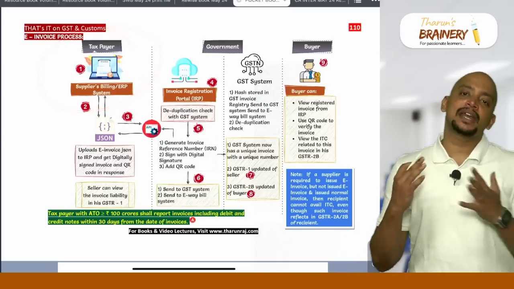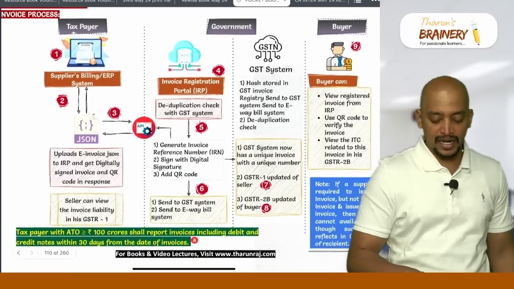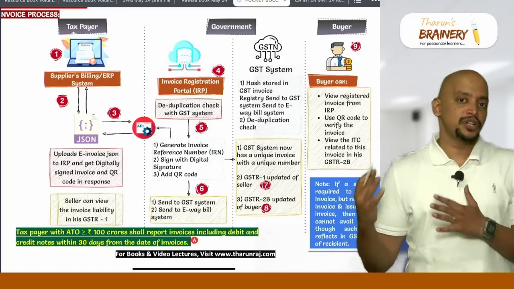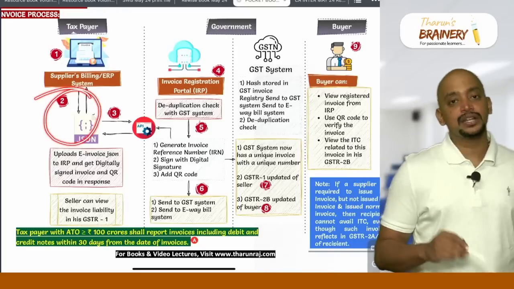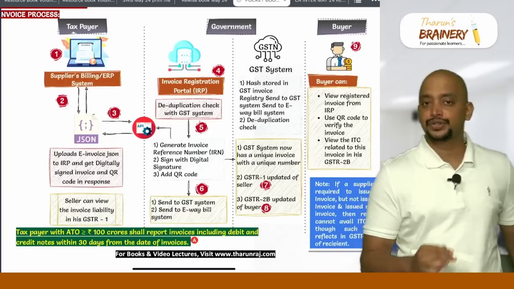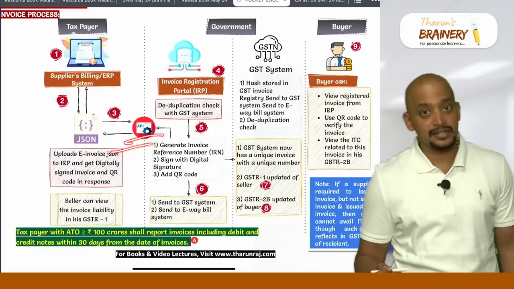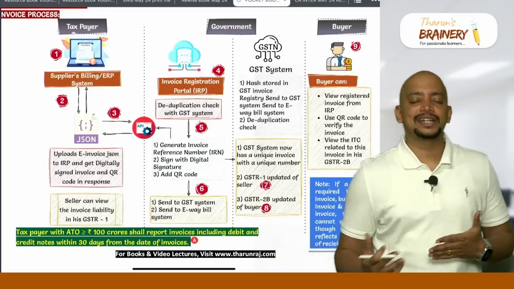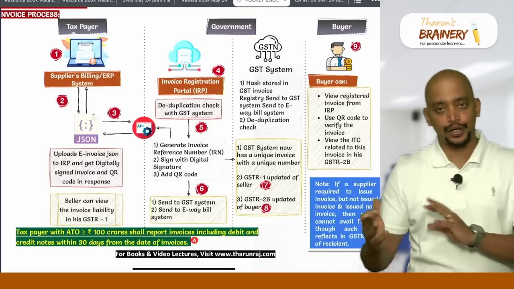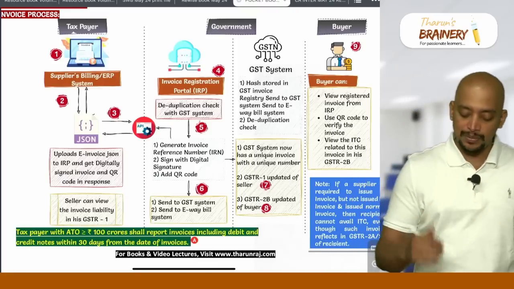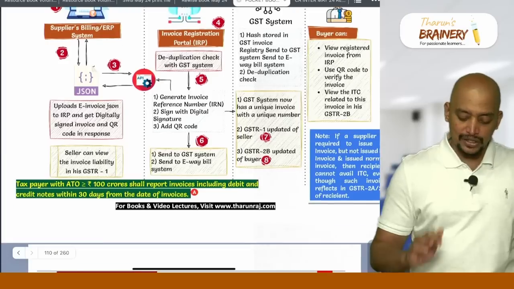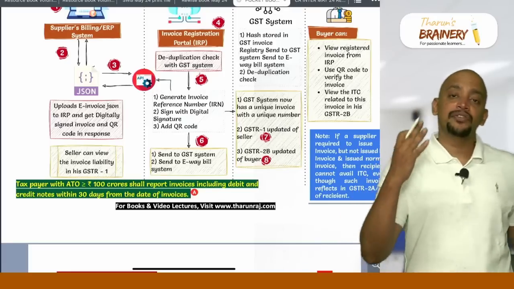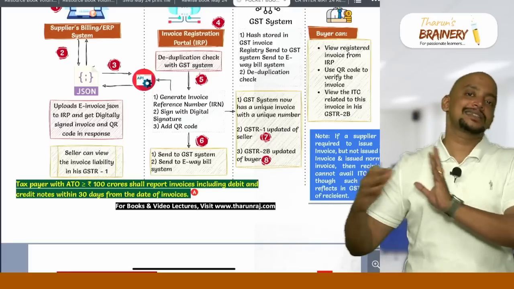The taxpayer will prepare a normal invoice using his billing software, and thereafter it will be converted into a .json file, that is JavaScript Object Notation. After converting it into a .json file, it will be uploaded into the invoice registration portal using the API plugins. Once uploaded, the portal will do a deduplication check to see whether this invoice is already uploaded or not. After verification, it will give 3 things to this document: the invoice reference number, QR code, and digital signature, and from there it will be pushed to the GST system and e-way bill system.